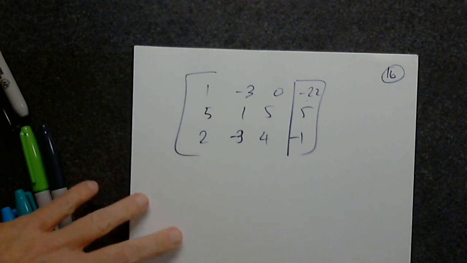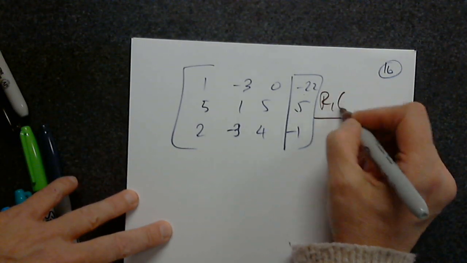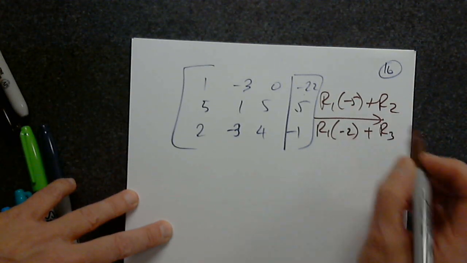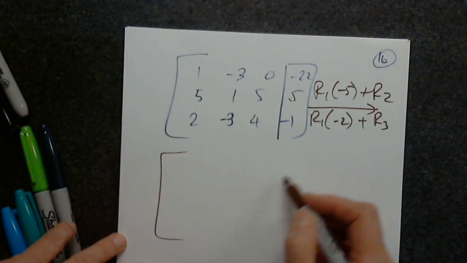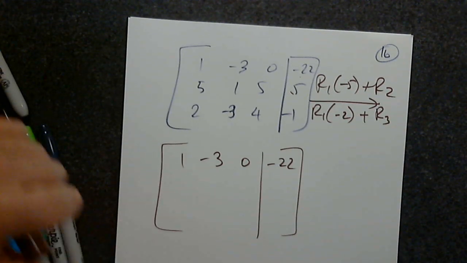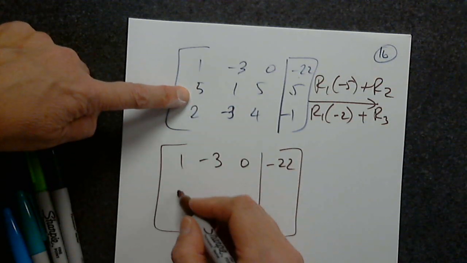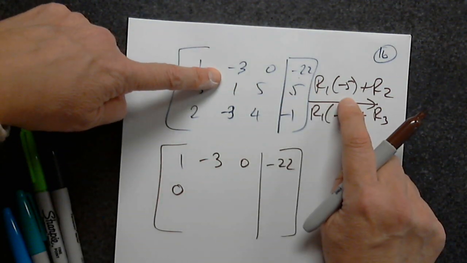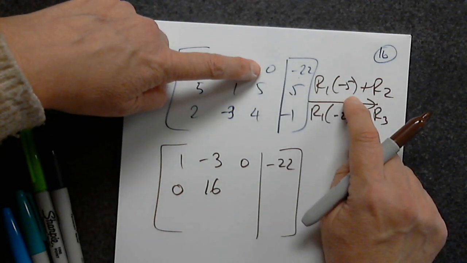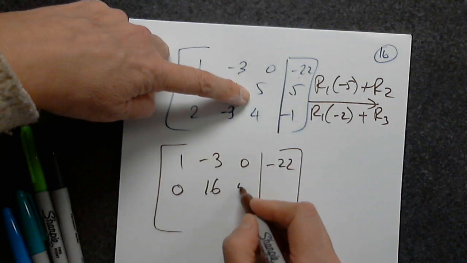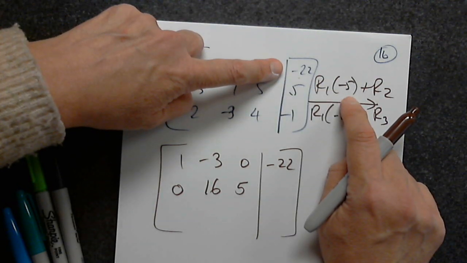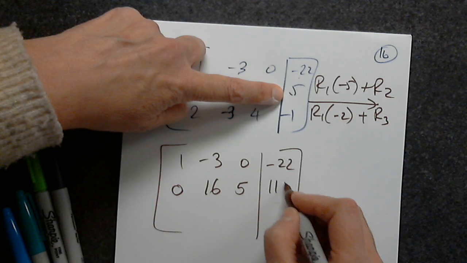Okay, so obviously we will have to multiply row 1 by negative 5 and add to row 2, and row 1 again. Excellent. We copy the first row as 1, negative 3, 0, negative 22. And now careful. 1 times negative 5 plus 5. Negative 3 times negative 5 is 15 plus 1, 16. 0 times negative 5 is 0 plus 5 is 5. Ugly. So negative 22 times negative 5 is 110. 110 plus 5 is 115.